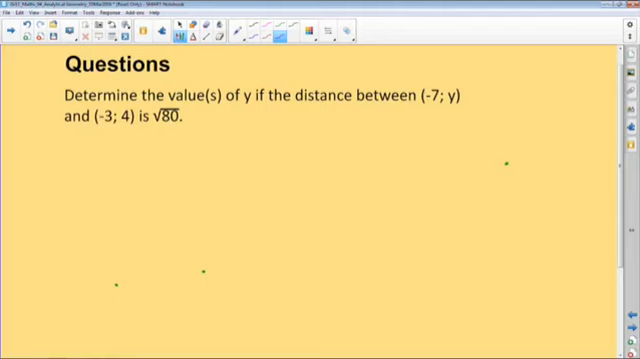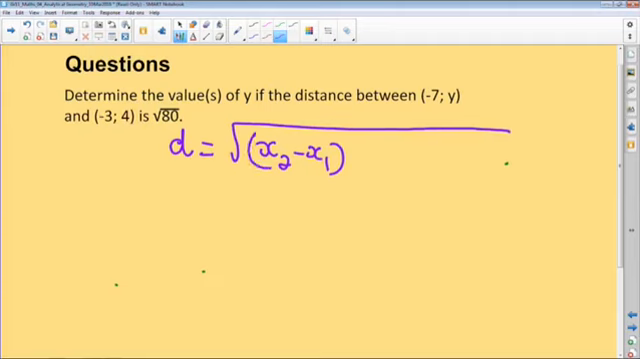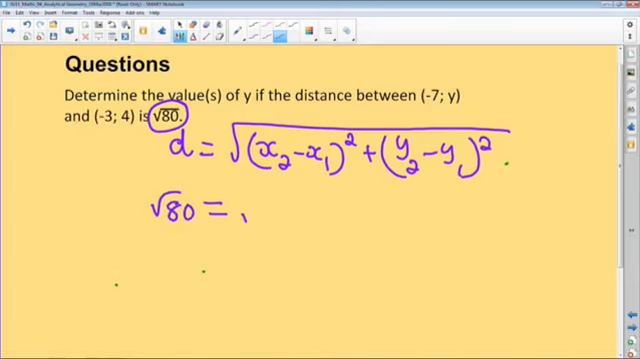Now we know that the distance is given by the square root of x2 minus x1 all squared plus y2 minus y1 all squared. So your distance is the square root of 80. So you've got root 80 equals the square root of x2. You can take x2 to be minus 7, minus x1, which is minus 3.